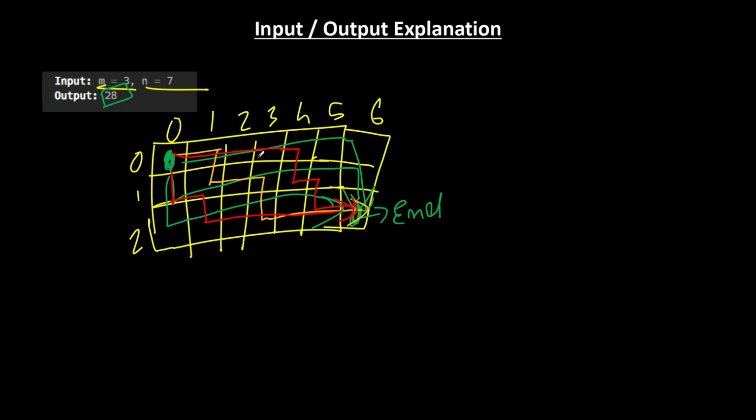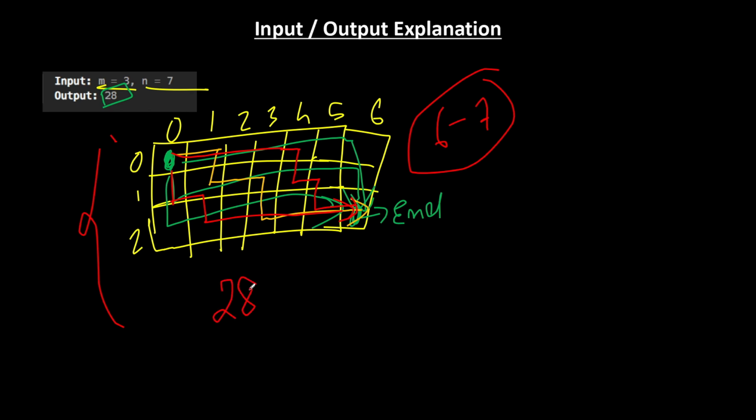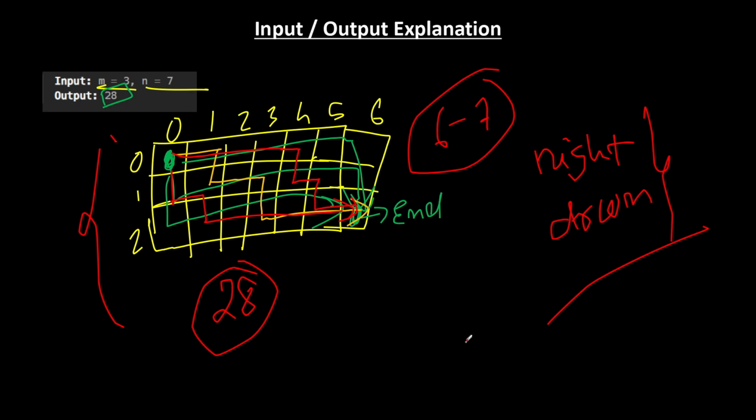So here we have already found how many ways? 1, 2, 3, 4, 5, 6, 7, six to seven ways we have just seen already. Similarly, there are 28 ways to do this, by going right or down. Only two ways to go. So I hope you understood our input output explanation. Now let's move to the next slide.